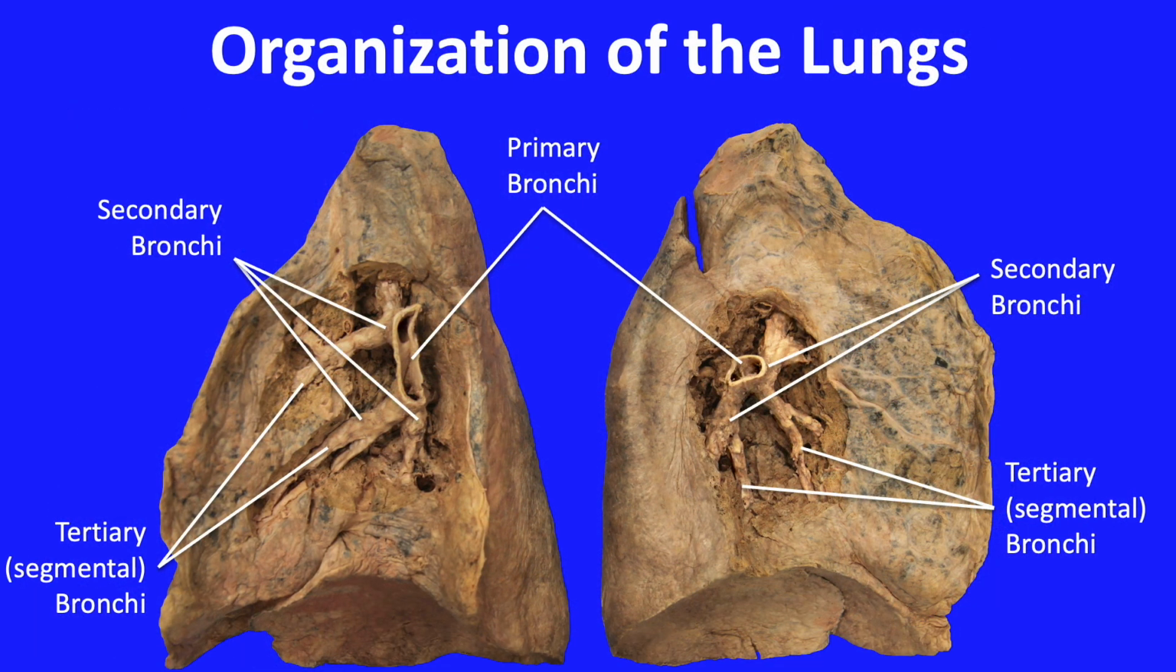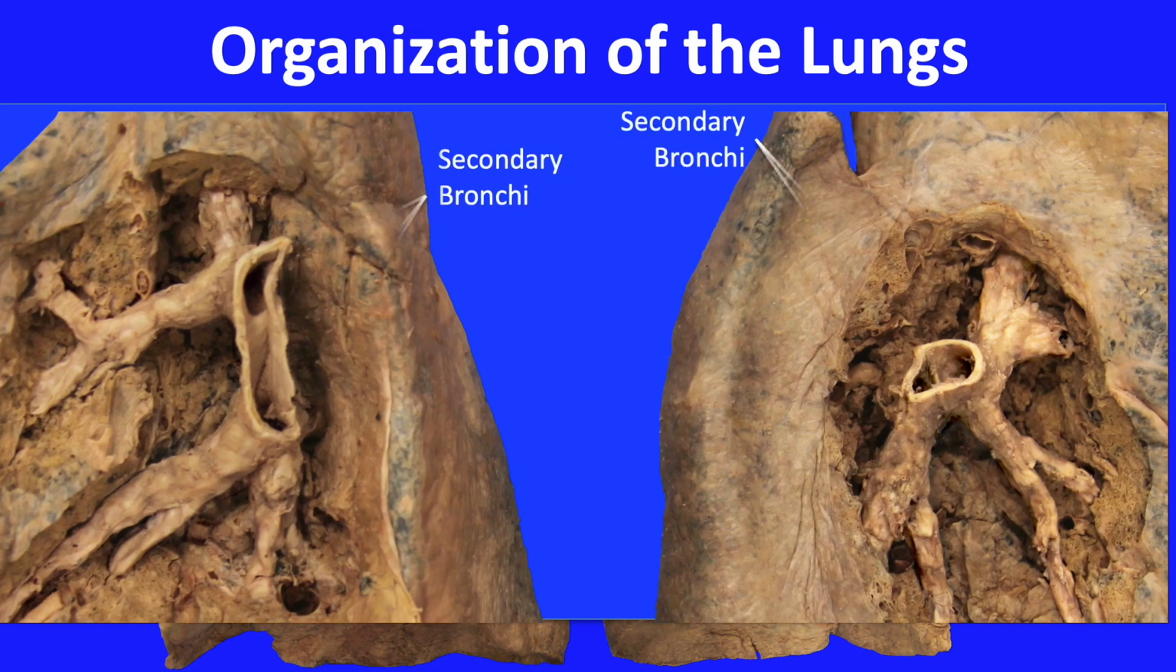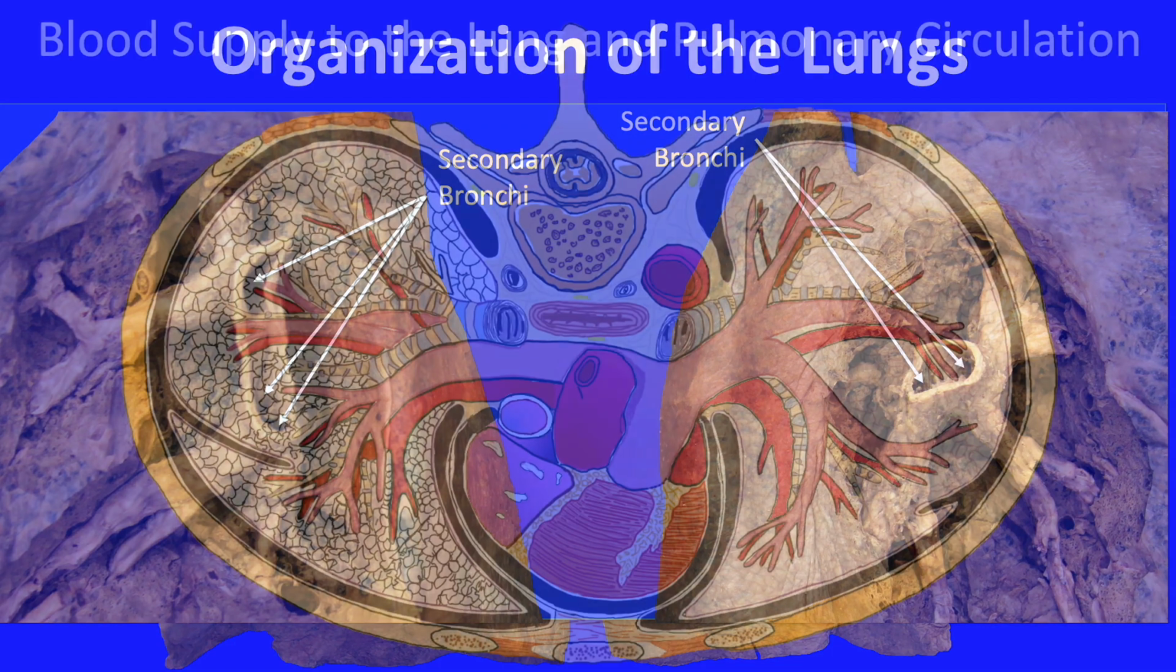Here's another example of dissected lungs. The right primary bronchus extends into 3 secondary bronchi, whereas the left outspreads into only 2. The openings of the secondary bronchi are better visible if I zoom in on the image.